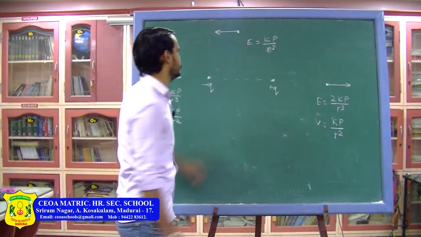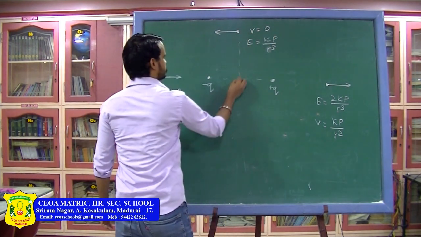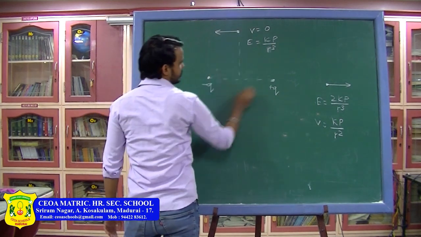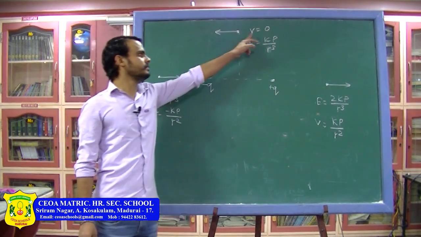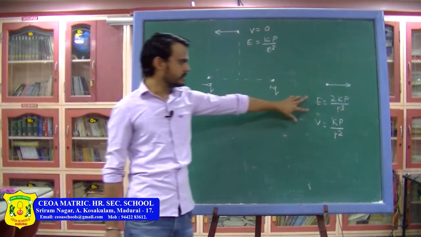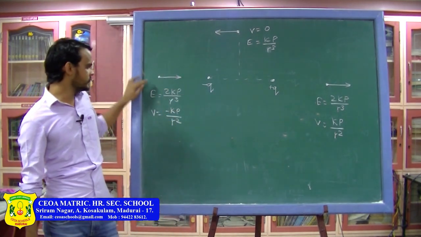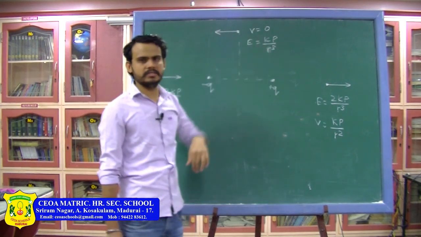Similarly, at this point the potential was 0. As we can see, this point is equidistant from both the charges. So, the potential due to this one will be negative, the potential due to this one will be positive, and both of them will cancel each other out. So, the net potential at this point will be 0. So, you have to memorize these things: on the axis the electric field and potential, at this point which is close to the minus charge the electric field and potential, and at the perpendicular bisector the electric field and potential.